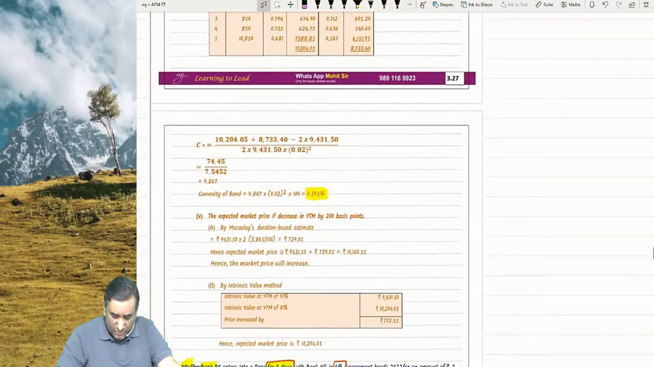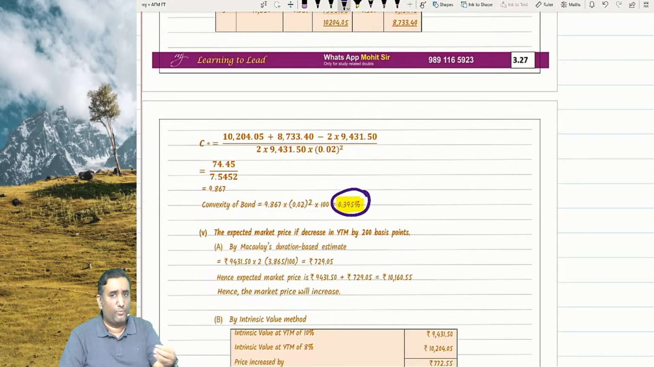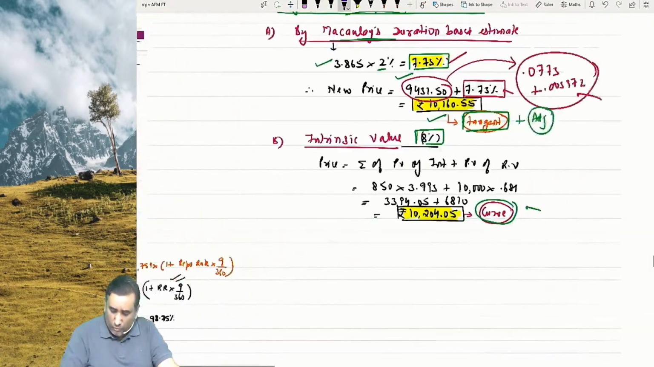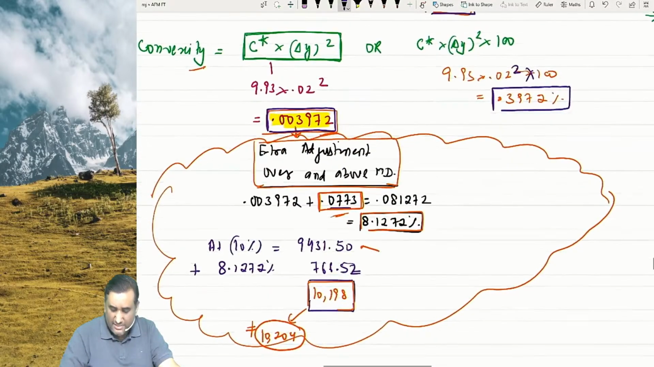But what does it mean actually? They have ended the answer here only. Convexity 0.395. We are getting 0.392. Now what does it mean? Let's try to read. I have done some number work which you can avoid in the exam. That's basically an extra adjustment over and above modified duration.